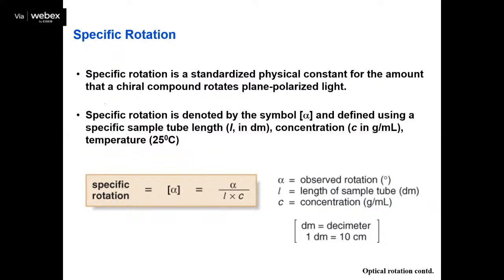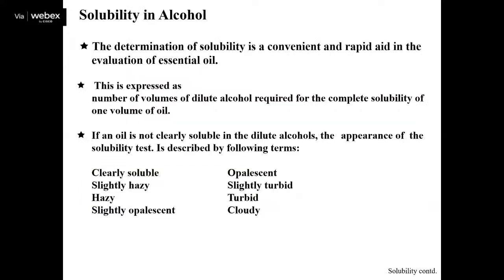Now, specific rotation. The specific rotation is a standardized physical constant for the amount that a particular chiral compound rotates plane polarized light, and it is measured by this formula. Alpha is the observed rotation, L is the length of the sample tube, and C is the concentration. The next one is solubility in alcohol.